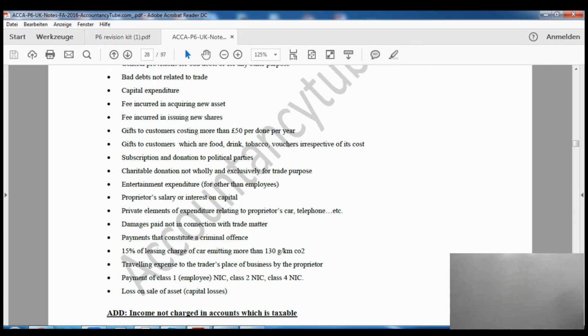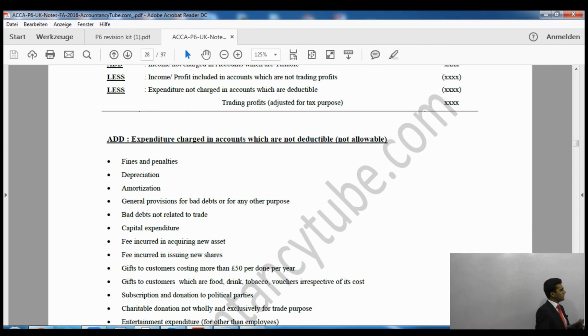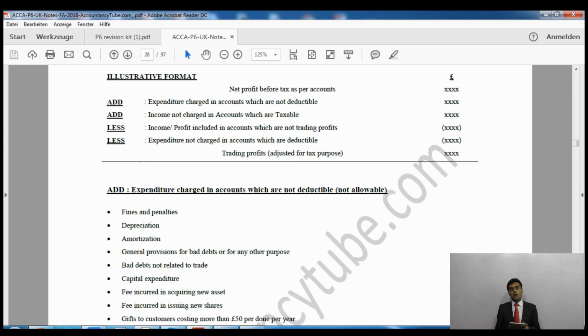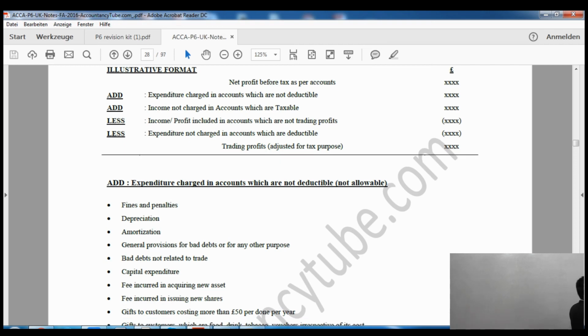Then the next thing which we have to add is income not charged in the accounts which is taxable. Now the tax people think that you haven't added those things into your net income, so you will have to add them back. You should have added them, but you did not, so that's why tax people will add it back to the net profit, so it will be taxable. So which are the things which we should have added? Income not charged in the accounts which is taxable is the drawings.